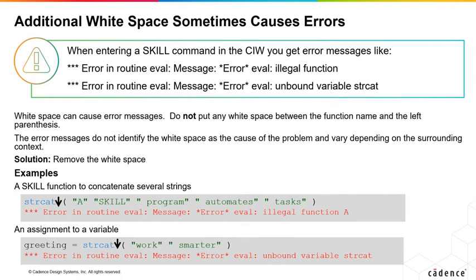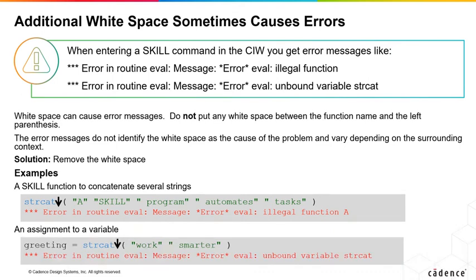So when we do this, we get an error message and it says error eval illegal function A, which seems strange. It doesn't say you have extra white space, but essentially it's interpreting the parameter list as a Lisp expression. If you recall, in a Lisp expression, the first item in the list is considered to be the function. So it's expecting A to be a function, which it is not, and it is complaining about that. So the key here is do not put white space between the strcat and the first left parenthesis.